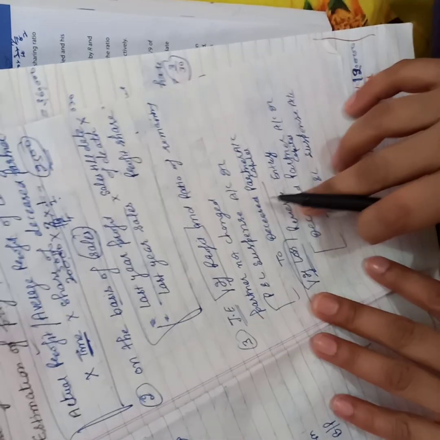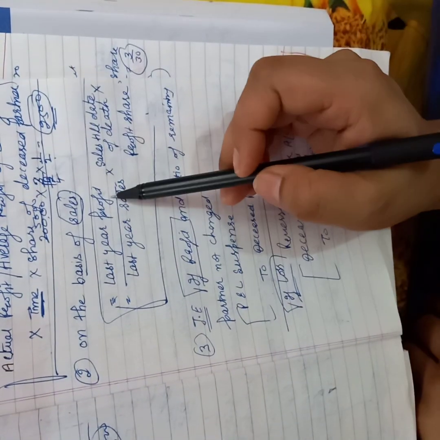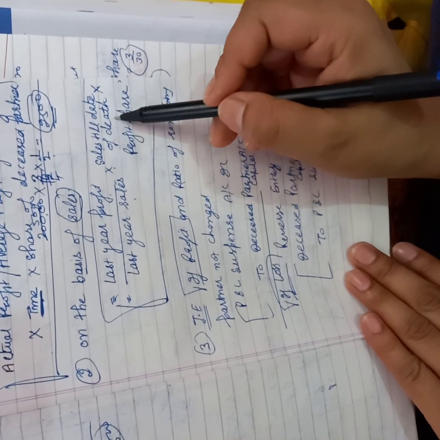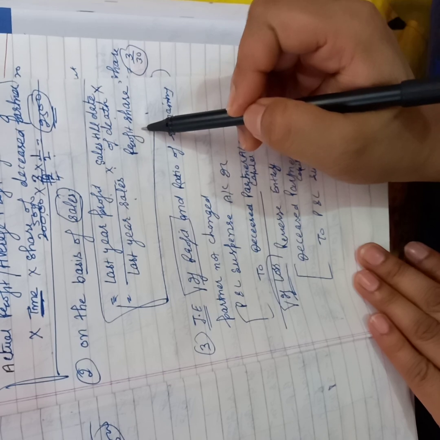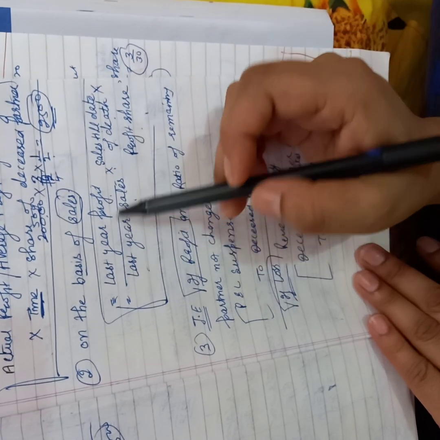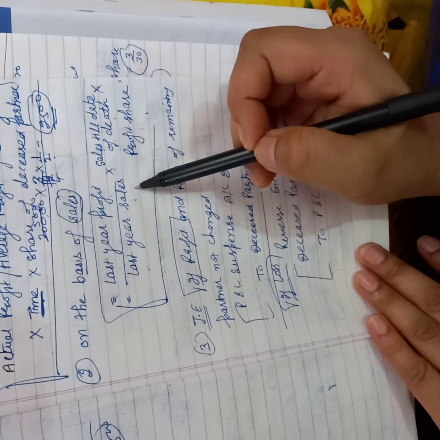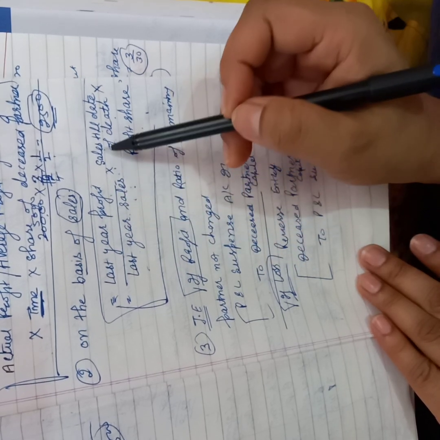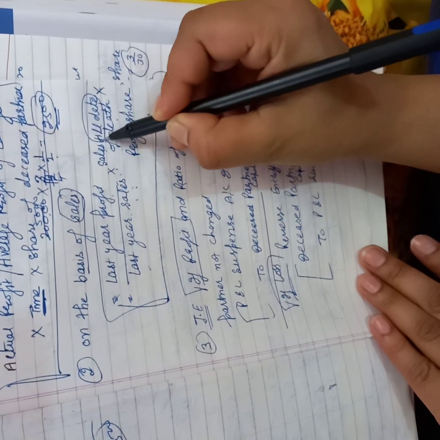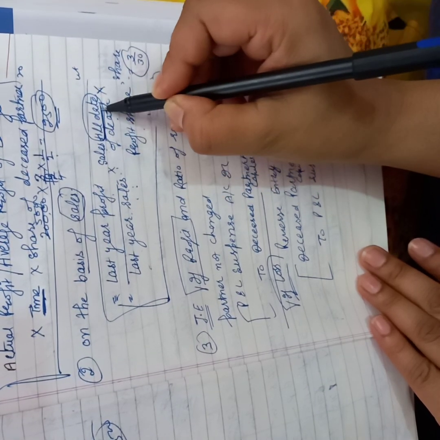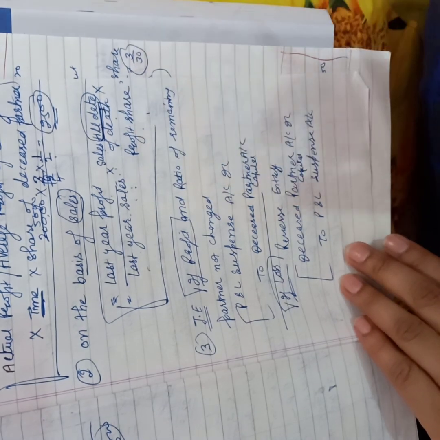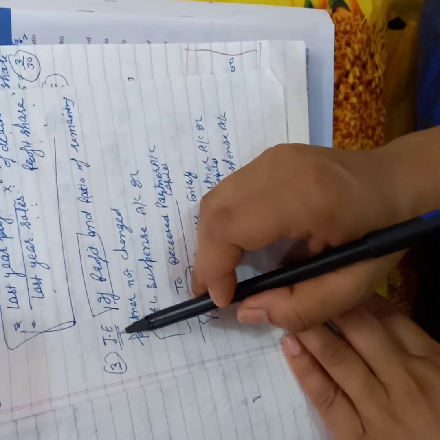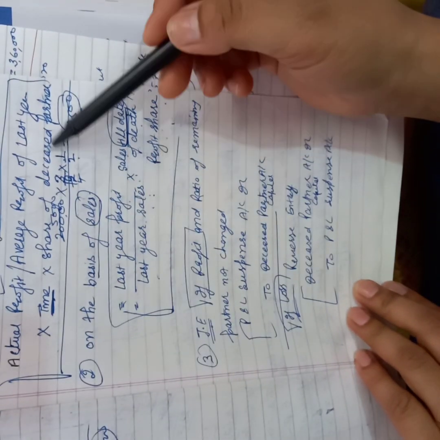In this we again use the formula: last year profit divided by last year sales into sales till date of death into profit share. These three factors are related with the sales. First of all, we will find out the percentage. That's why we are using last year profit divided by last year sales into sales till date of death. Here we have to take the sales of that year for as many months as he spent, into profit share.